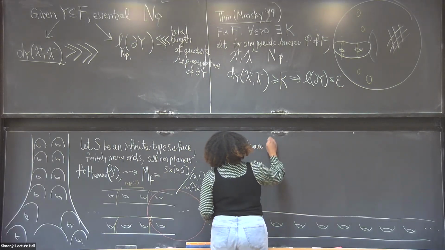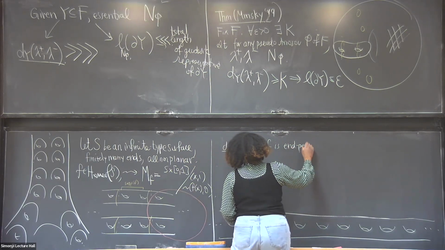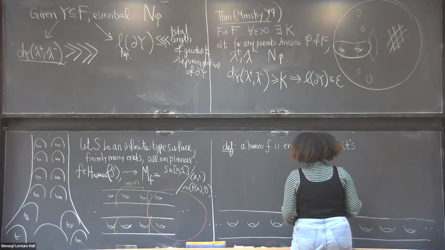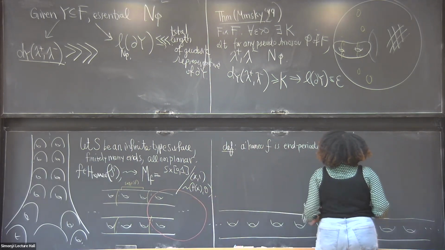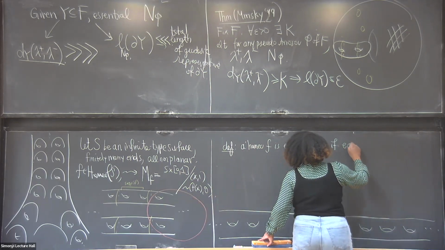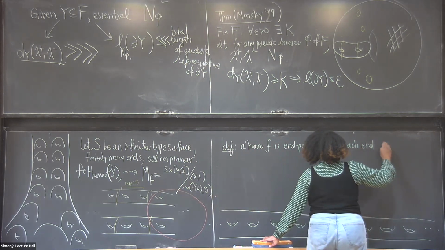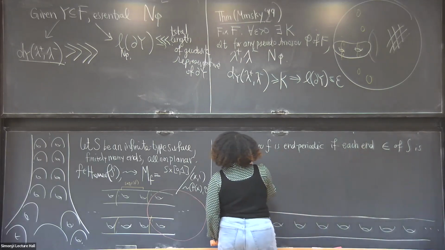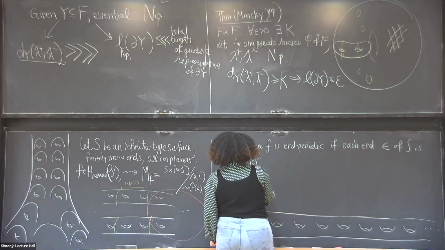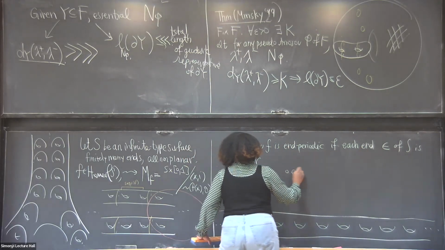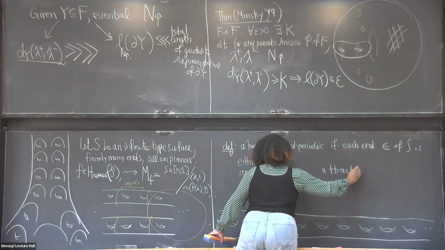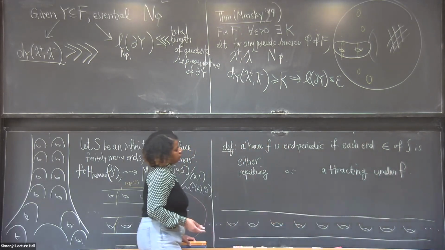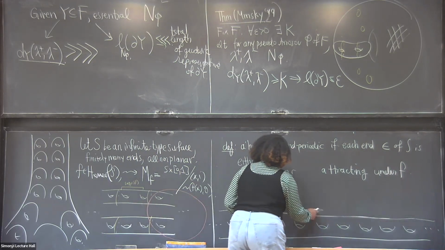A homeomorphism F is end periodic if each end, I'll write it as epsilon, of S is either repelling or attracting under F. Okay, so let's just do an example by picture and then we'll define it formally.